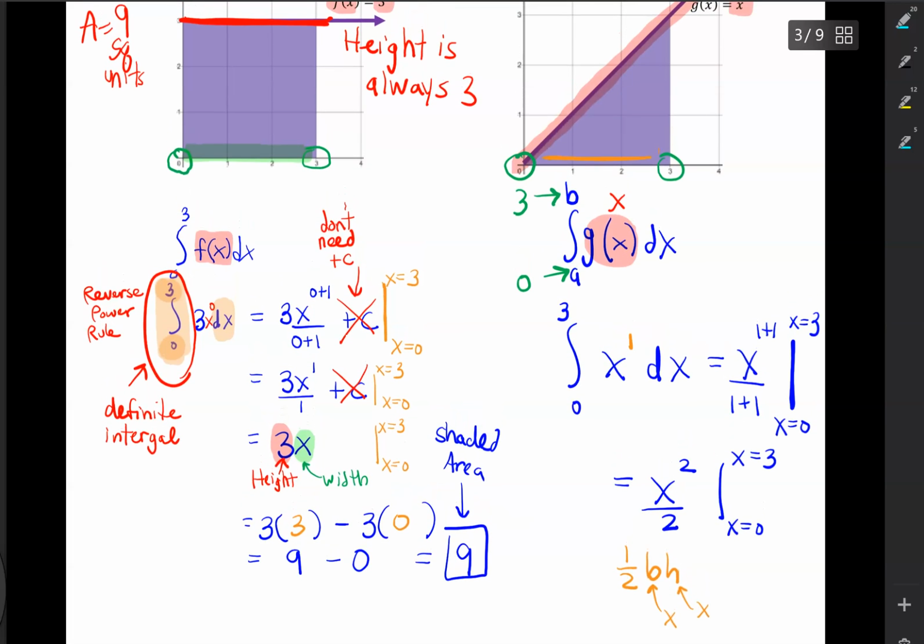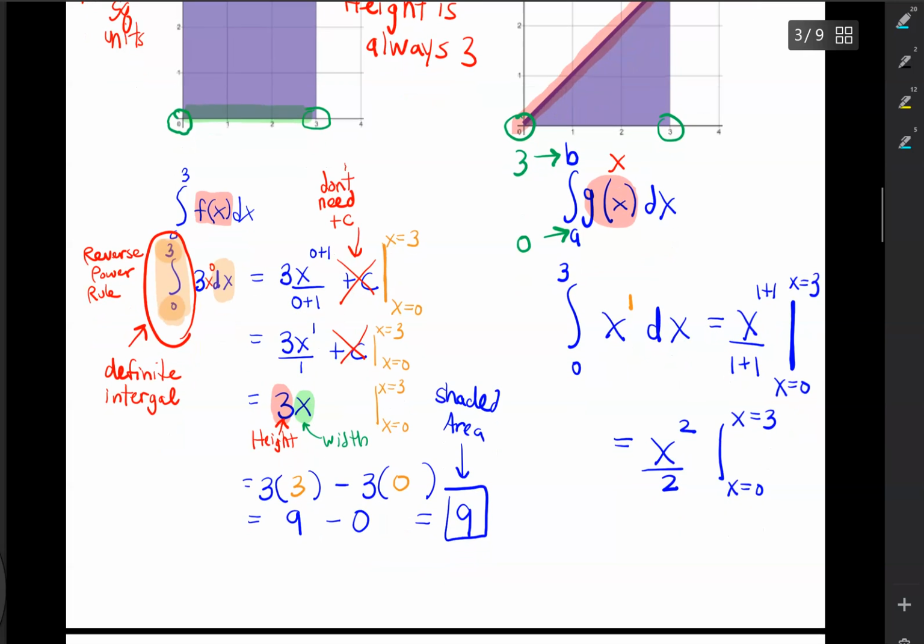If my base is 3, my height is 3. So if my base is x, my height is x. So if I multiply 1/2 times x, I get x squared over 2. All we've done is use calculus to create the area of a triangle. But if you don't see that, that's okay, because the calculus will do the work for you, right? So let's just keep doing the work with the calculus.